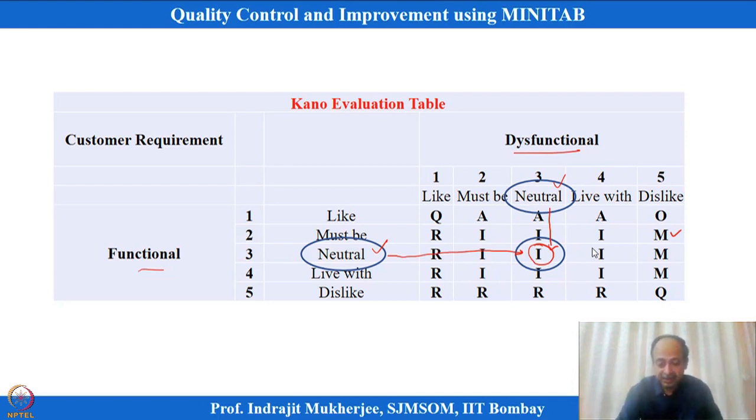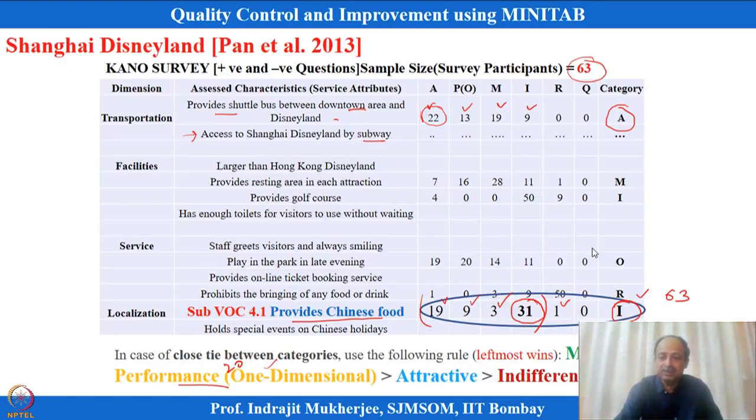One of the categories is coming out to be indifferent for a specific response. Then the 63 responses we saw in this article were categorized into different categories, and each sub voice is now given a specific category, such as attractive features, must-be features, or indifferent features. You have to remember that whenever there is a conflict, I have to follow the lower level. If there is a tie between performance and must-be, I have to go one level down. That is the process we will follow.